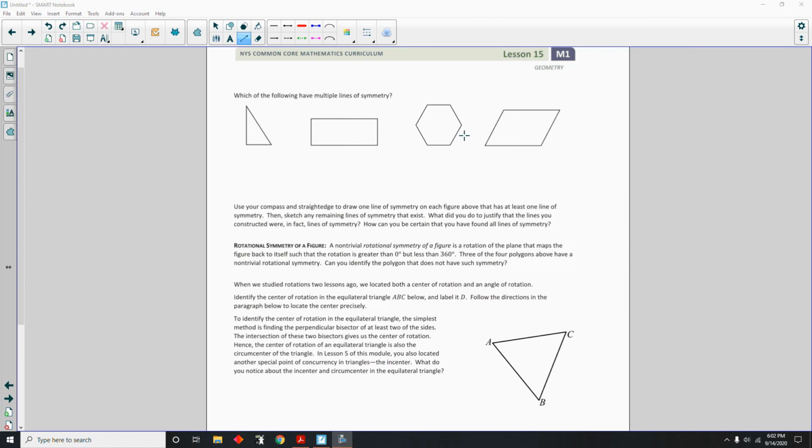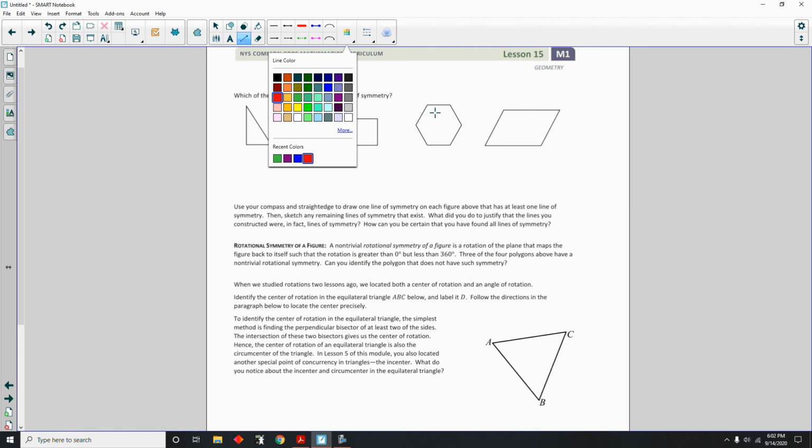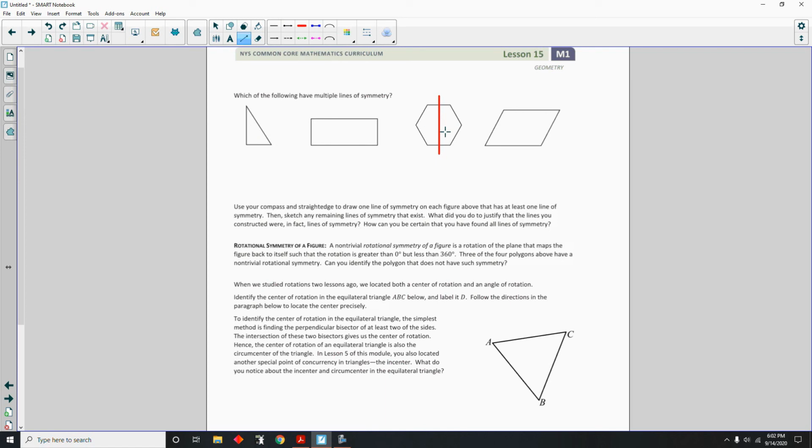Okay, now we have four shapes here, four polygons. And it says, which of the following have multiple lines of symmetry? Well, if I drew a line vertical like so, that cuts this hexagon in half. I could also draw another one like here, and that would cut it in half this way. I could cut it in half this way. I can cut it in half going through the vertices, and I can do that with all the vertices. So look at how many lines of symmetry that hexagon has.